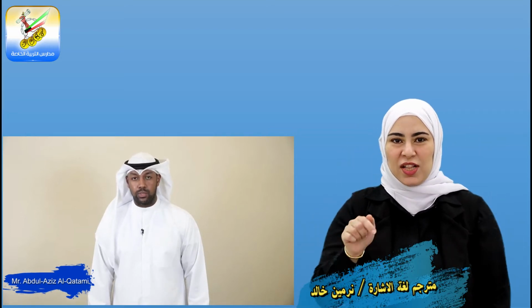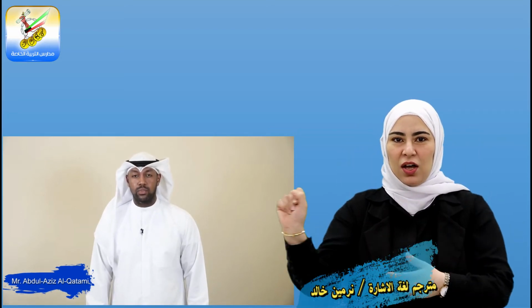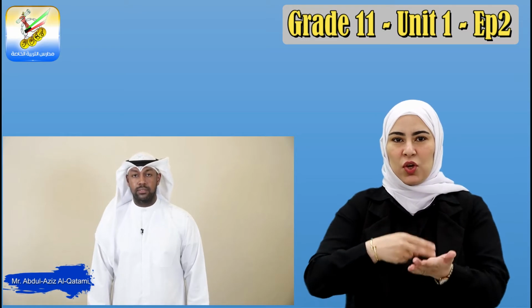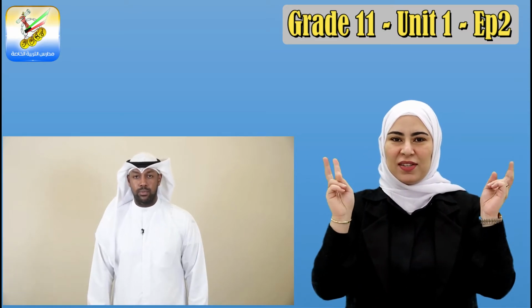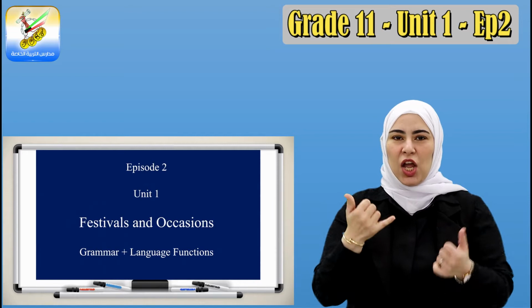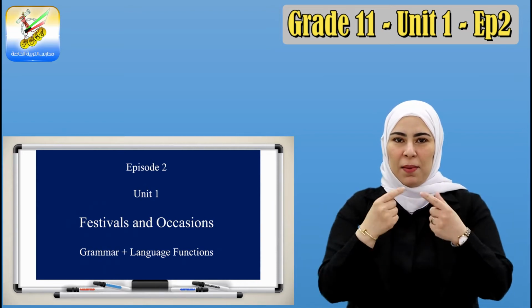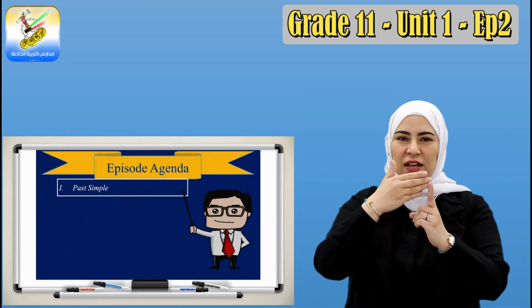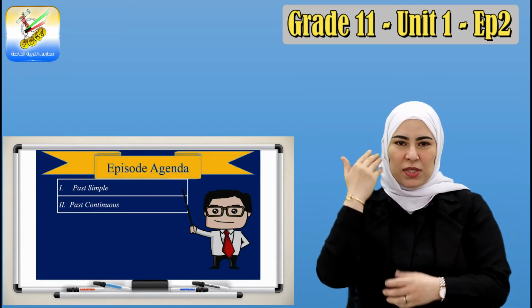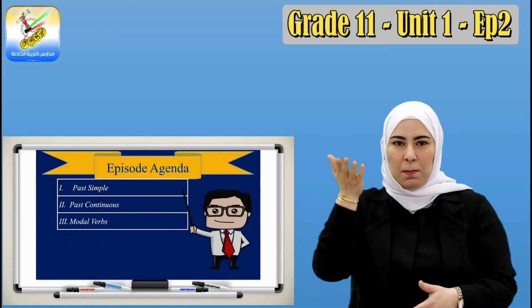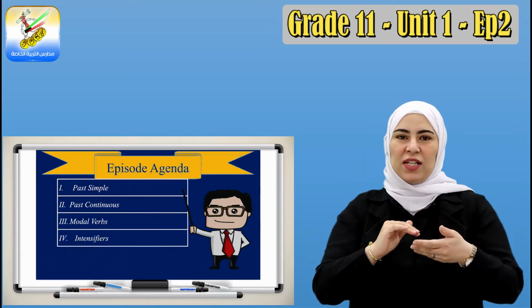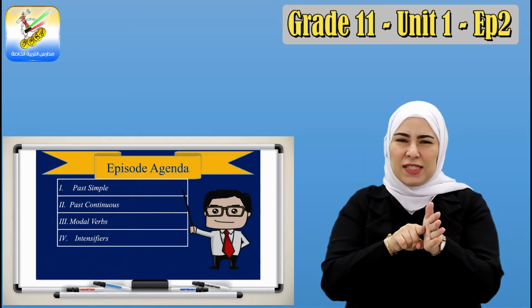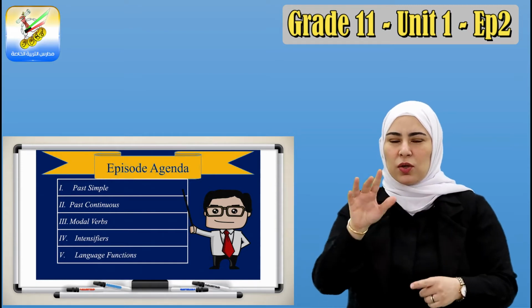This is episode 2 for grade 11, unit 1, festivals and occasions. In this episode, we will go through the grammar and language function. This is the episode agenda. We will talk about past simple, past continuous, modal verbs, intensifiers. The last thing we'll talk about is language functions.